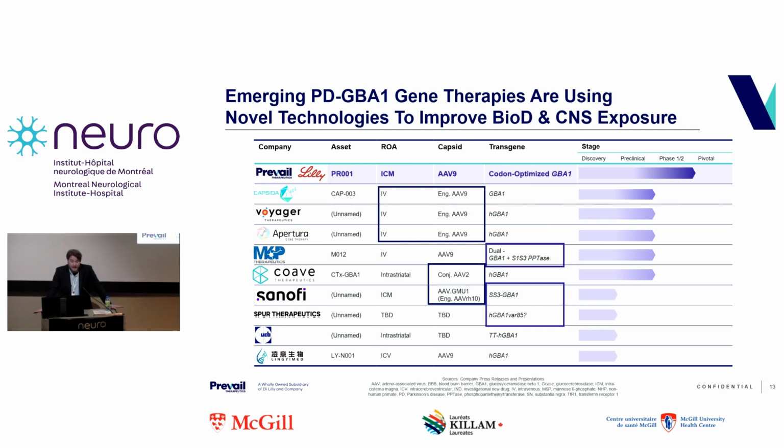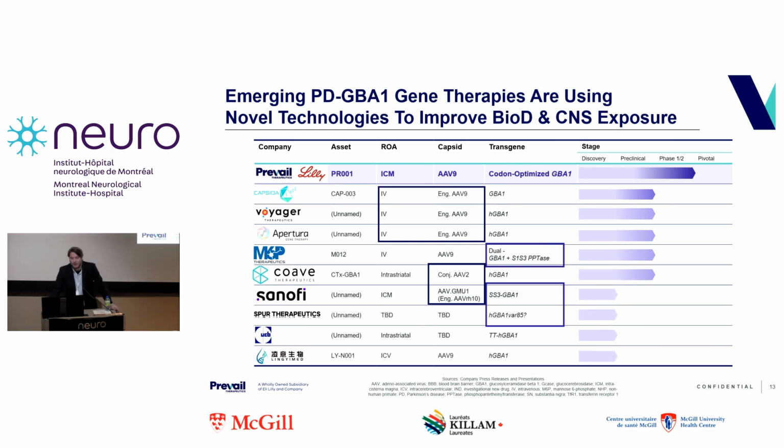With this slide, I do want to highlight the interest, but I also want to say that there are different types and different ways of how you can improve biodistribution in the CNS. One is the route of administration, the other one is the capsid or the transgene itself. So we have heard from Capsida, but there are also some other companies, and they are all using engineered AAV9 that might be able in humans to cross the blood-brain barrier and then lead to penetration and biodistribution in the CNS.